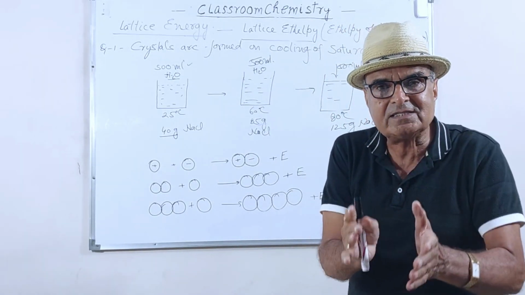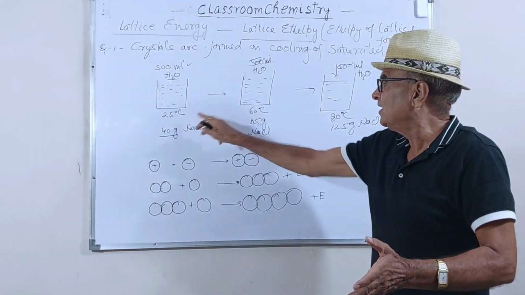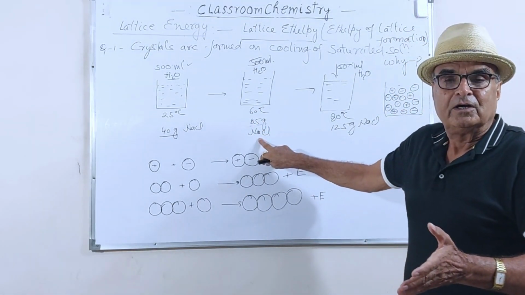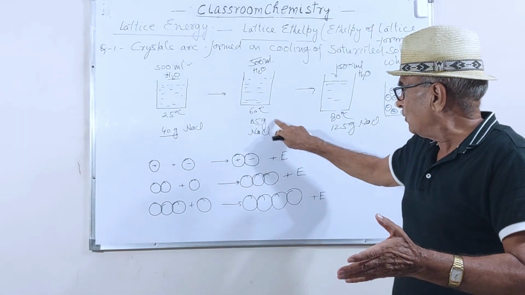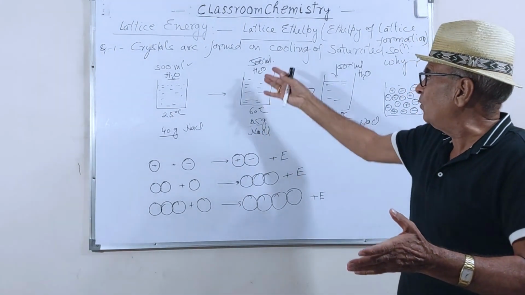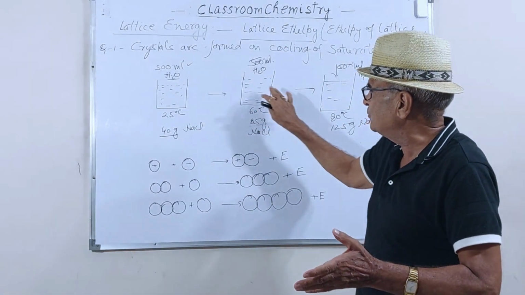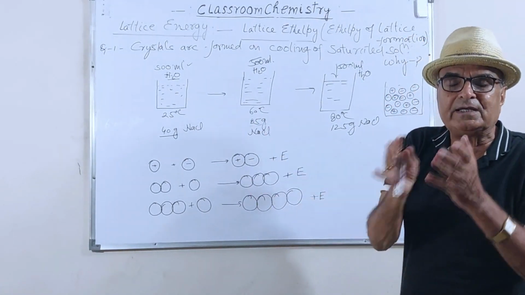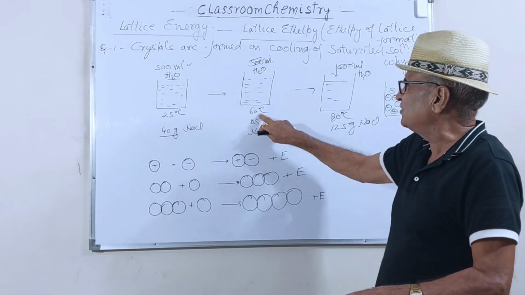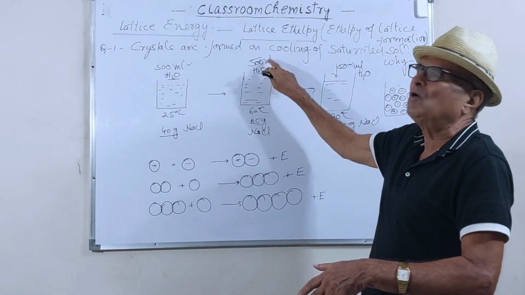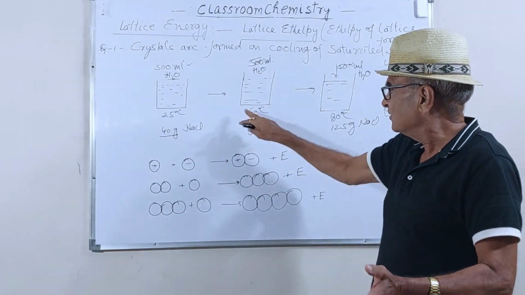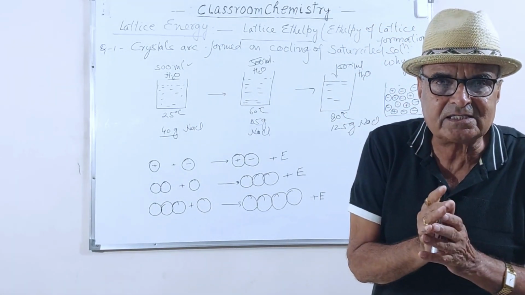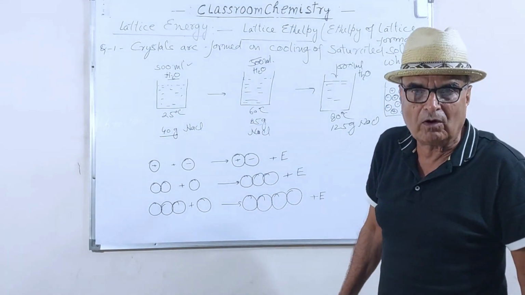Now I raise the temperature by heating it, from 25 up to 60 degrees. More NaCl can be dissolved in the same solution, and now I find that 85 gram of NaCl can be dissolved at 60 degrees centigrade in the same volume of water. Now it is the second saturated solution of NaCl in the 500 milliliter water.